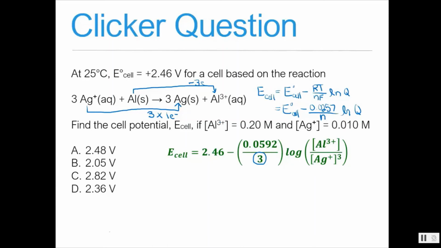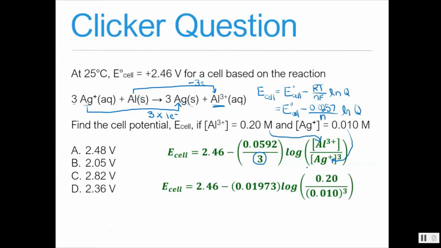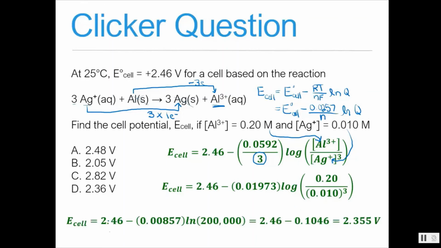And then Q, products over reactants. Our products are the silver, which we would ignore, and then the aluminum 3+, it has a coefficient of 1, divided by our reactants. We have 3 of the silver ions, so we need to multiply that silver ion concentration by 3, and then we wouldn't include the aluminum. Our silver ion concentration is 0.010, so that will plug in down here. And then our 0.2 molar aluminum gets plugged in here. So then what we get is 2.46.